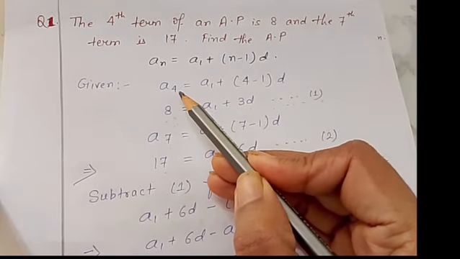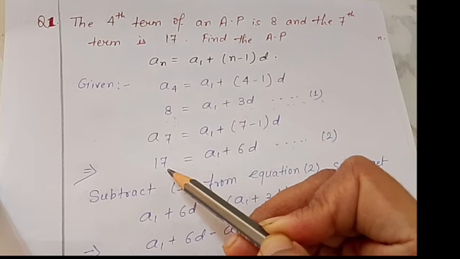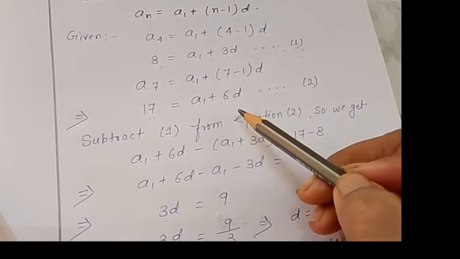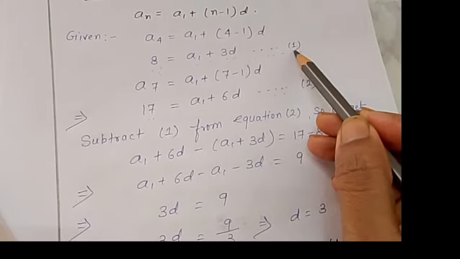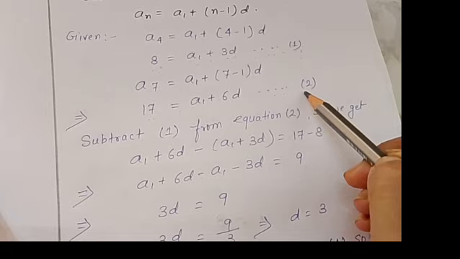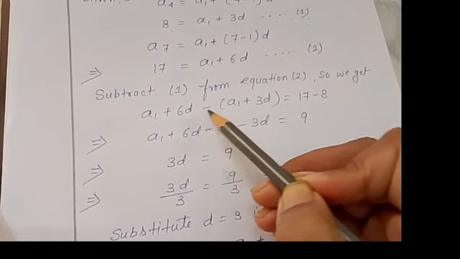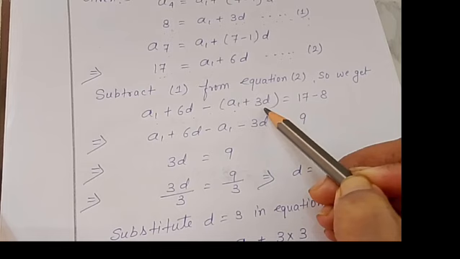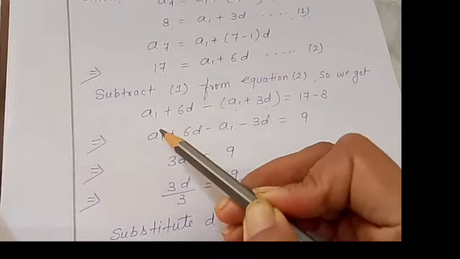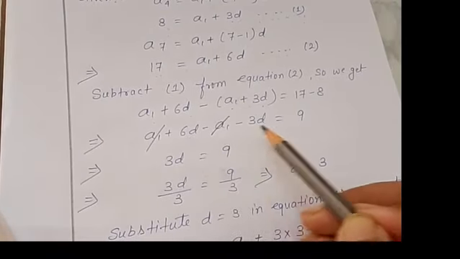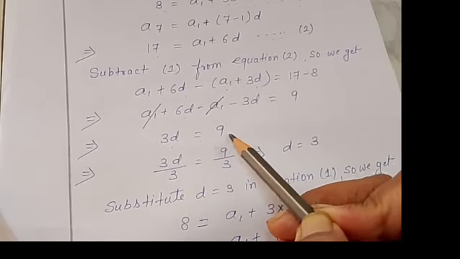Given fourth term a4 is equal to 8 and the seventh term a7 is equal to 17. Solve for the common difference. Subtract the first equation from the second equation to eliminate a. a1 plus 6d minus (a1 plus 3d) is equal to 17 minus 8. a1 cancels. 6d minus 3d becomes 3d. 3d is equal to 9.